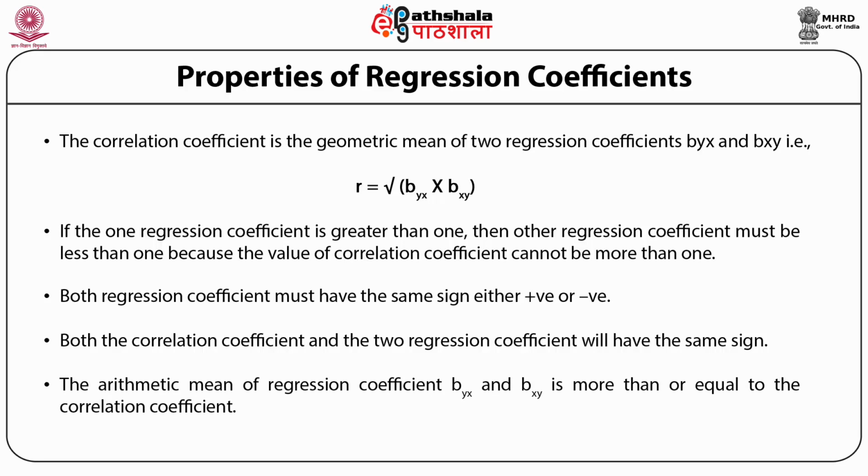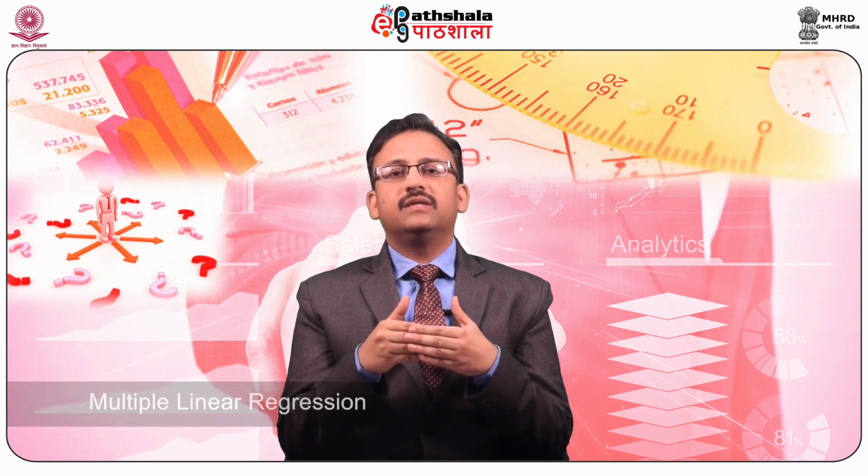Okay students, let us discuss the limitations of the simple linear regression model. The first limitation is that with this model we are able to examine the relationship between only two variables. In many instances we believe that more than one independent variable is correlated with the dependent variable. Multiple linear regression allows us to examine the relationship between two or more explanatory variables and a response variable.